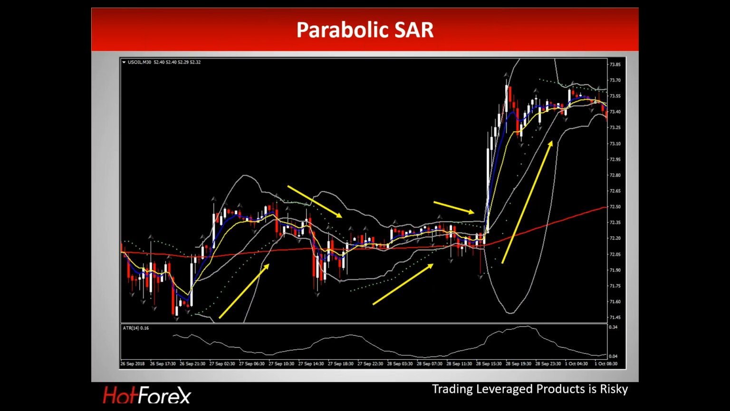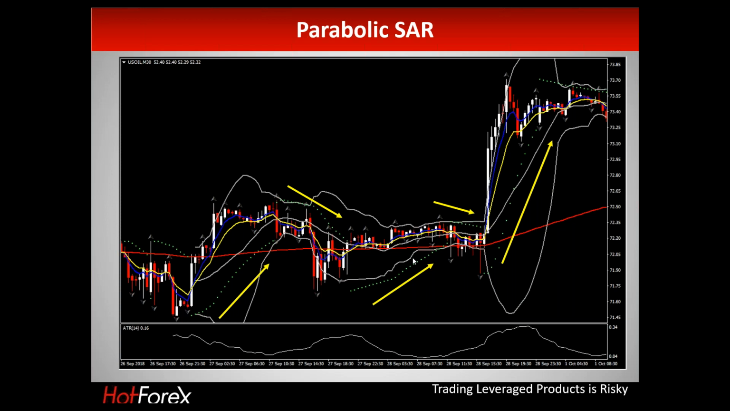An indicator that I could suggest combining with ATR is Parabolic SAR. Parabolic SAR is these stop and reverse dots that you can see over here. Because it's a trending indicator, it can indicate the direction of the trend, so it could be combined with the ATR indicator.